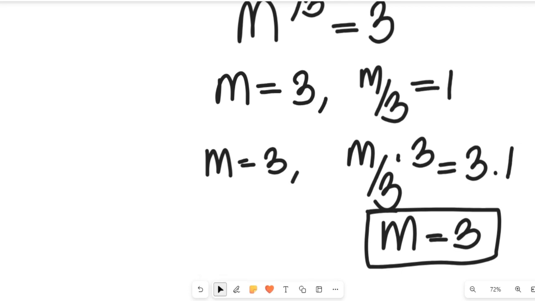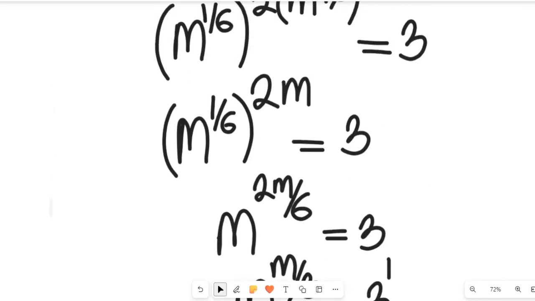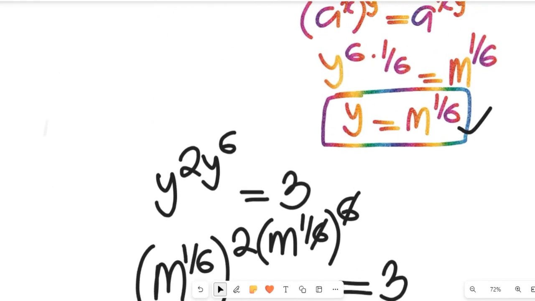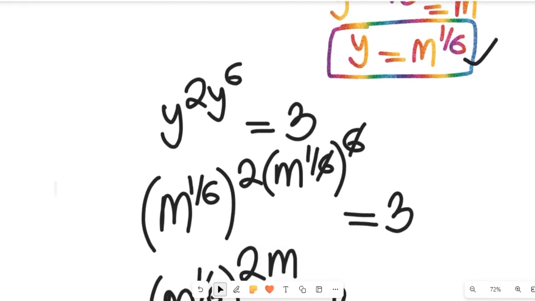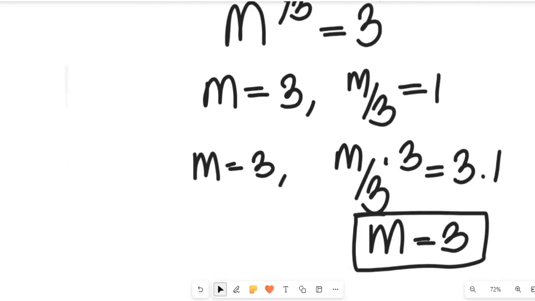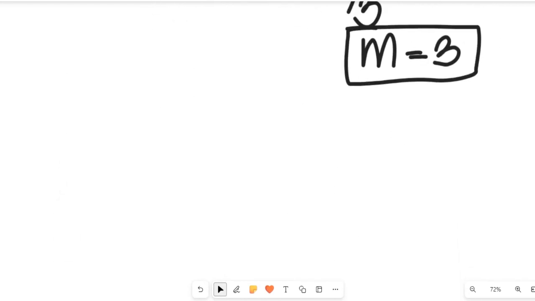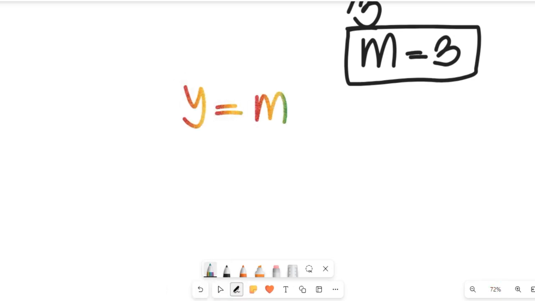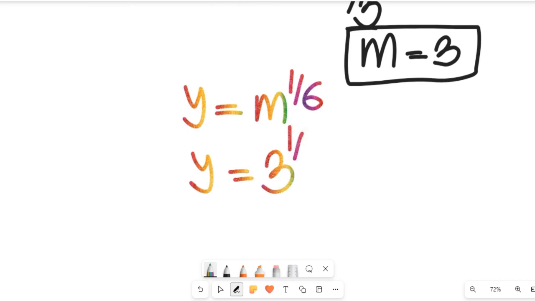Now recall, that's not the solution because we are meant to find the value of y. And we said y is equal to m to the power of 1 divided by 6. So we are going to find the value of y. If y is equal to m to the power of 1 divided by 6, that means our y will now be equal to 3 to the power of 1 divided by 6.